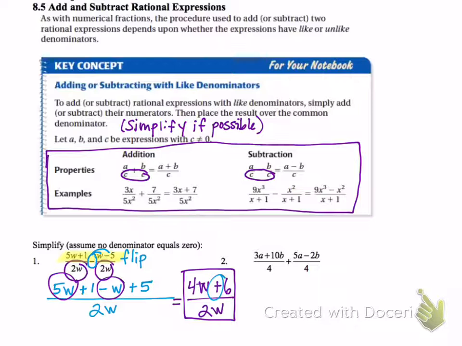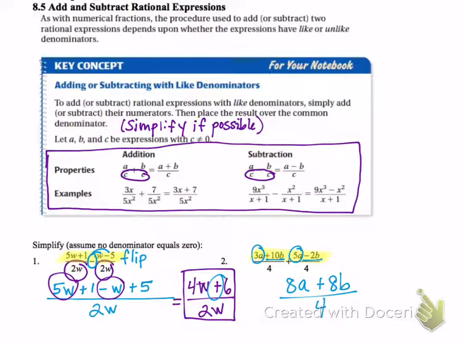For number 2, I'm going to do the same thing. So I'm just going to combine the numerators because my denominators are the same. So I would have 3a and 5a. That would combine to be 8a. And 10b minus 2b would be plus 8b over 4.